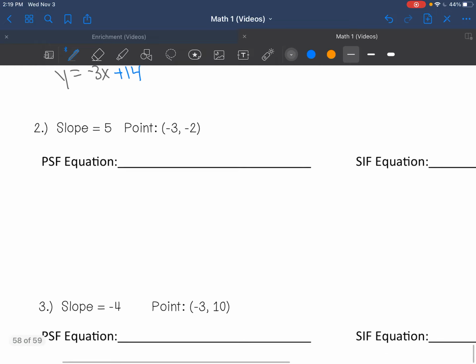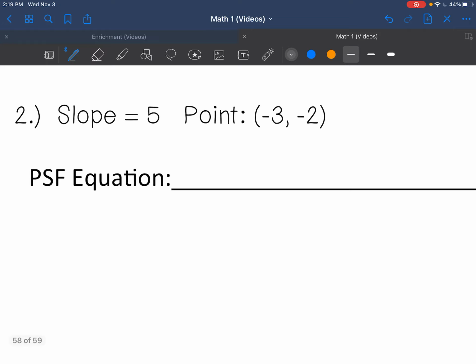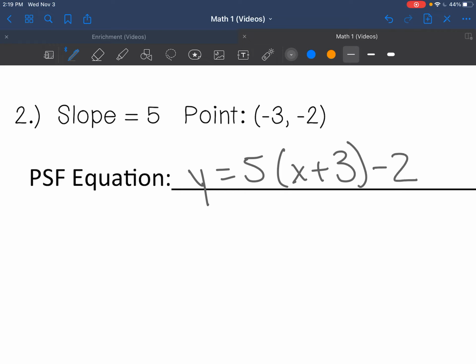We do the same thing in number 2. So we write out the point slope form equation. We got y equals 5 times (x plus 3) minus 2. Again, the x value lies when we plug it into the point slope form equation. We're going to copy this back out so that we can use it to figure out our slope intercept form.